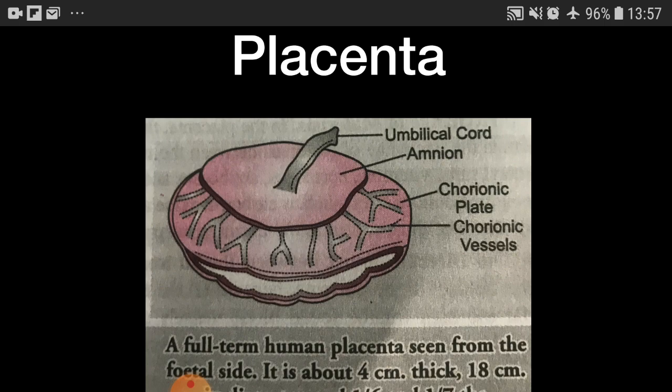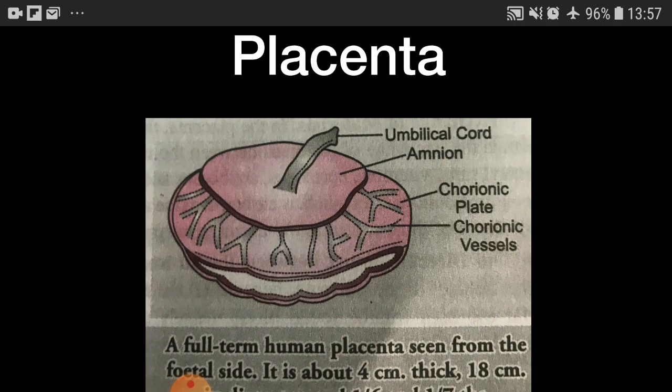Then as an excretory organ, the nitrogenous waste such as urea passes from the fetal blood into the maternal blood via the placenta and is eliminated from the mother's body through the kidneys. Then it also acts as an endocrine organ. The placenta secretes human chorionic gonadotropin, estrogen, progesterone and human placental lactogen. Right? So all these hormones are secreted by the placenta.